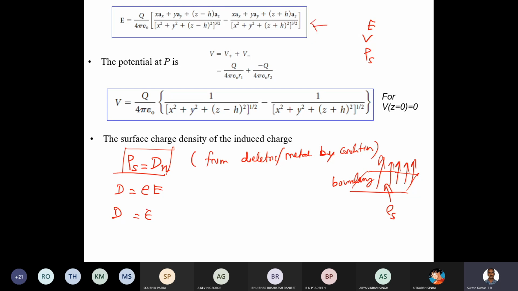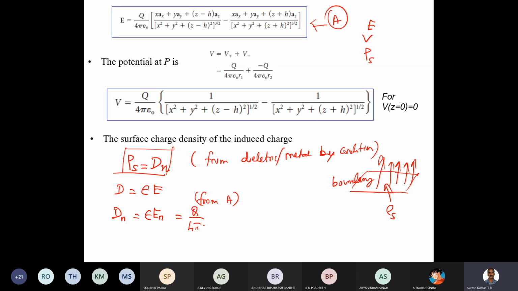So the vector equation is here already, right? Maybe you can write this lengthy equation. But the point here is the normal component. We want to find only the normal component, En, right? So Dn equal to epsilon into En. What is the normal component? Let us say this is equation A. You consider equation A.